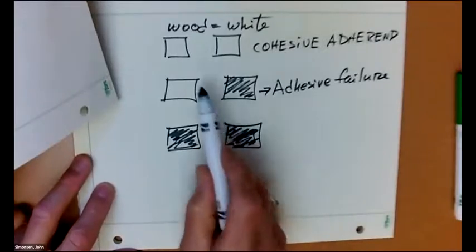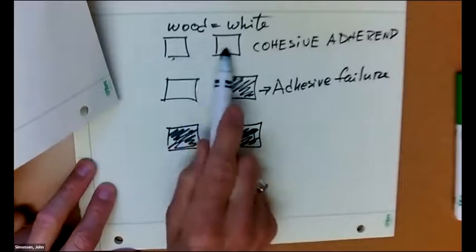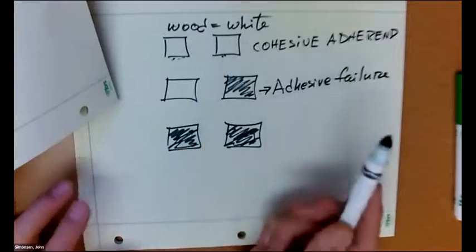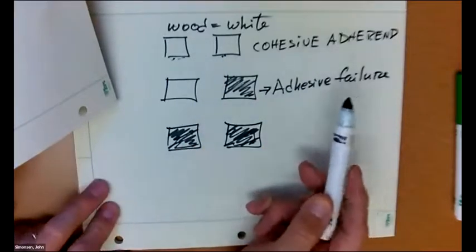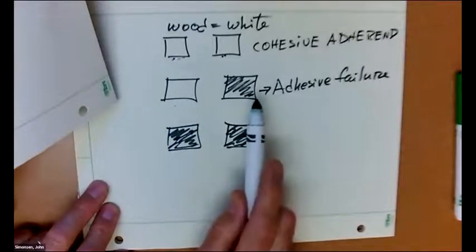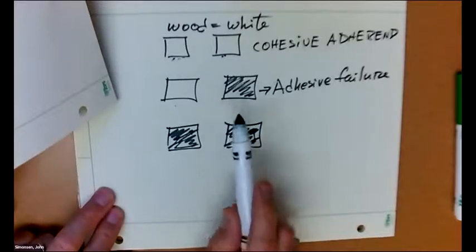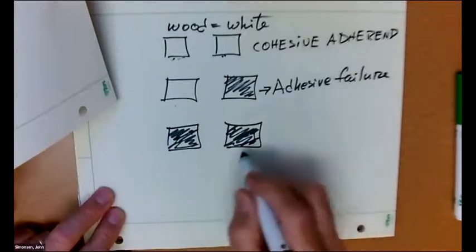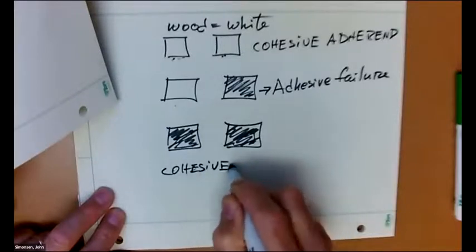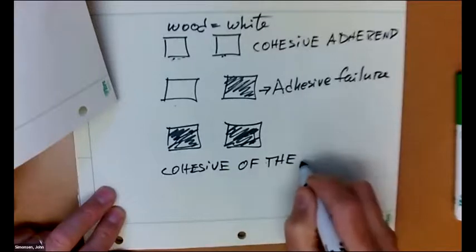Do you see that? Here you have cohesive failure of the adherent, or the wood, because when you break it, all you see is wood. All you see is white, right? The wood is white, so all you see is wood. You have cohesive failure of the adherent. If one side is white and one side is black, then that means it broke between the adhesive and the wood. That's adhesive failure. But you can also have cohesive failure of the adhesive.